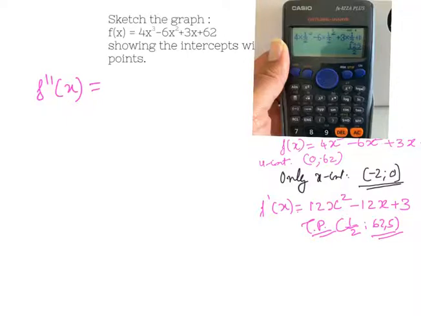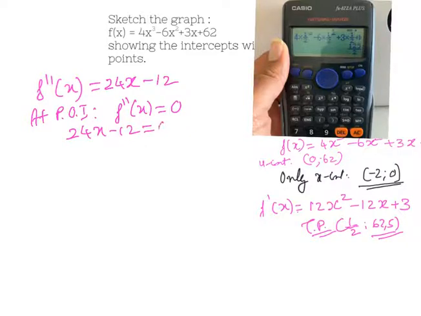So now you see what I'll do, I'll take the derivative from here, that is 12 times 2, 24x minus 12. At a point of inflection, POI, the second derivative f double prime of x is equal to 0. That is 24x minus 12 is equal to 0. So 24x is equal to 12. x is equal to 1/2.